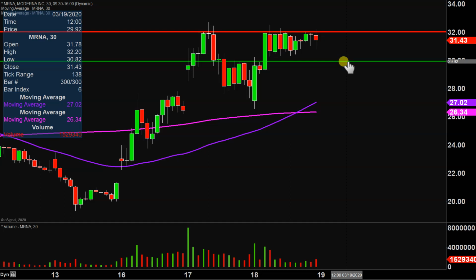With that being said, it's not like if the price falls below 30, that implies the entire chart's destroyed or ruined or anything like that. But yeah, if the price could manage to stay up above that level, that would definitely be a massive sign of power going forward.